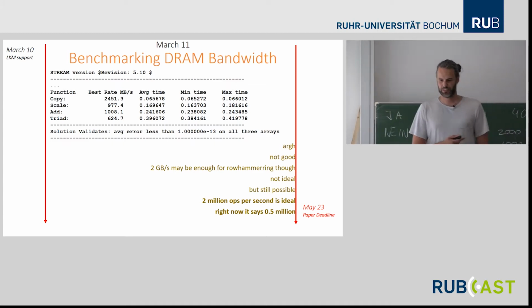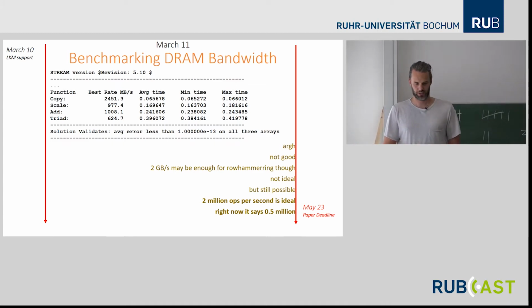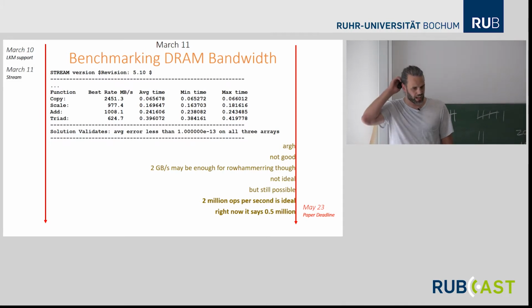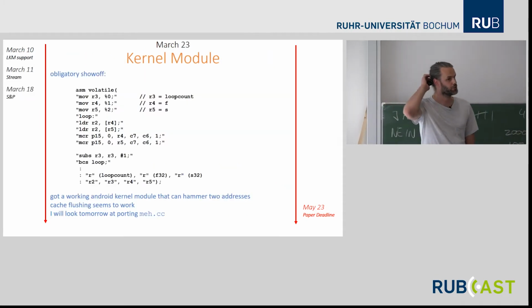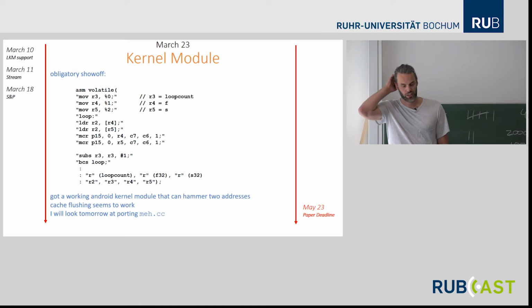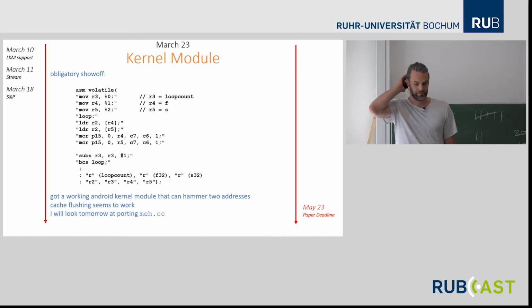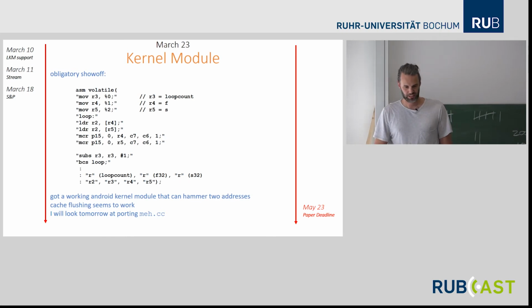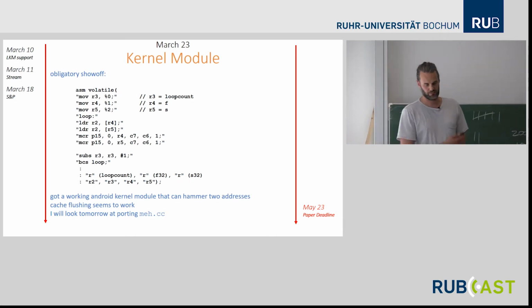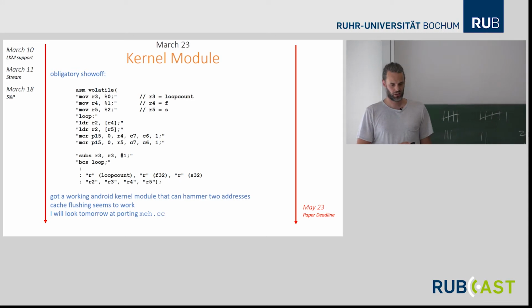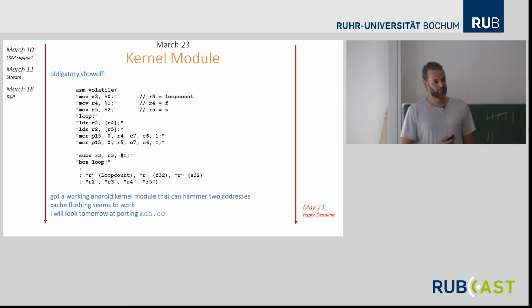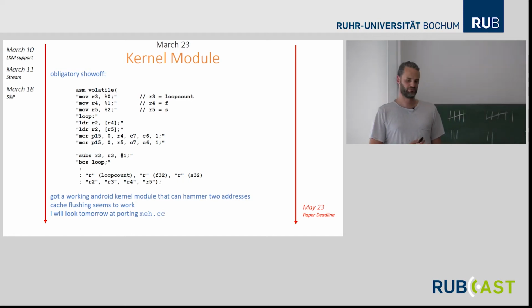So on March 11, we did STREAM, and then March 18, the Security and Privacy deadline. After that, I started working on the kernel module, just trying to write code to Rowhammer. And on March 23, I succeeded, or sort of succeeded. I wrote this small ARM assembly function that was working with my kernel module, and it could be used to hammer through addresses.